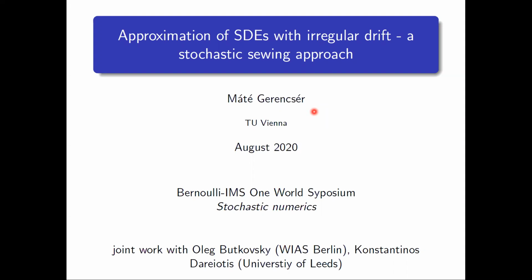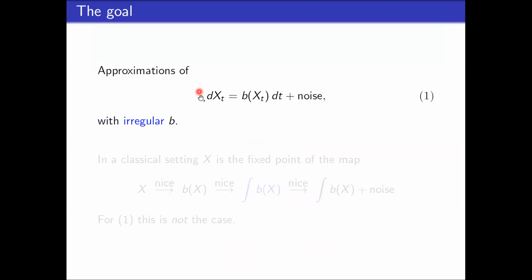My talk will be based on joint work with Oleg Butkovsky and Konstantinos Dareiotis. And the topic is approximation of SDEs with irregular drift. So the setup looks as follows: you start with a differential equation with some driving coefficient b, and you add some noise, which in particular allows you to take quite irregular b.